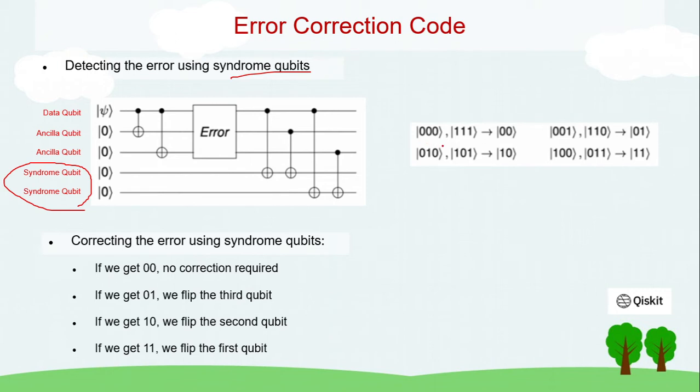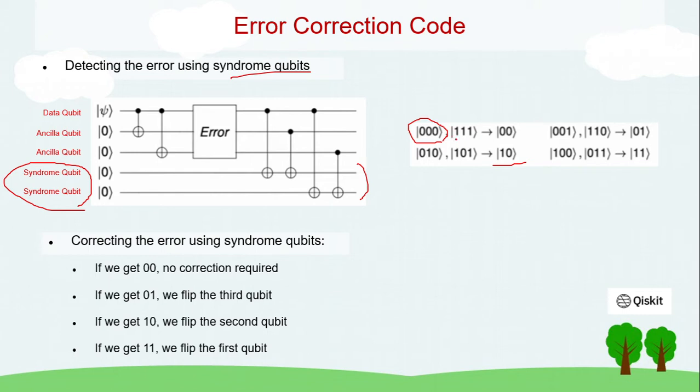Let us assume that we started with 000. If you measure these 2 bits as 00, that means all are good, no error. If you measure 01, when will that happen? When the third qubit is bad, that is 001, you will get 01. Similarly, when the second qubit is bad, you will get 10. And if the first qubit, our mother qubit, is bad, you will get 1 and 1, because both the syndrome qubits get flipped.